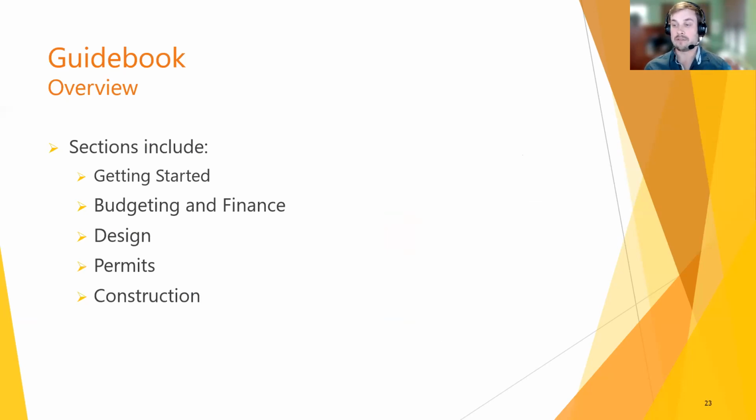So there are a number of different sections in the guidebook. The first is getting started, budgeting and finance, design, permits, and construction. So the planning and building department, if you've interacted with us before, it probably has been related to permits.